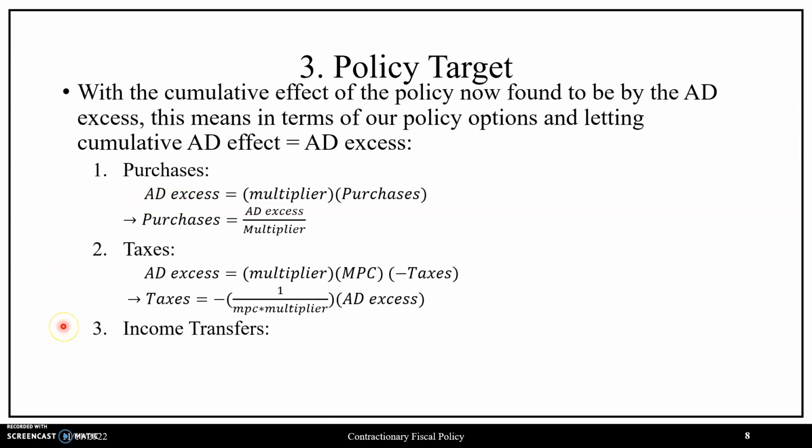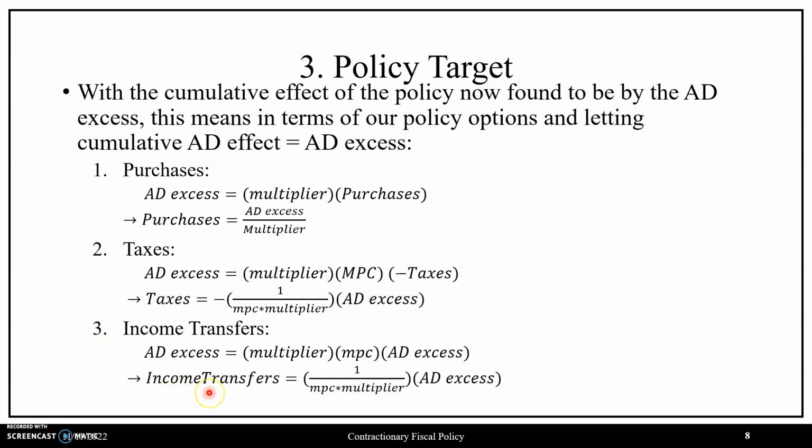The same could be said with income transfers, given that they're modeled the same as taxes, but being positively related to aggregate demand. We would arrive at income transfers needing to be by the amount of 1 divided by the MPC scaled by the multiplier, all scaled by the AD excess, where this is the amount that the government needs to decrease income transfers, such that after the initial decrease in income transfers makes its way to the economy, and there's the secondary decrease in consumption due to the multiplier process, then the precise amount that aggregate demand decreases will be the AD excess.